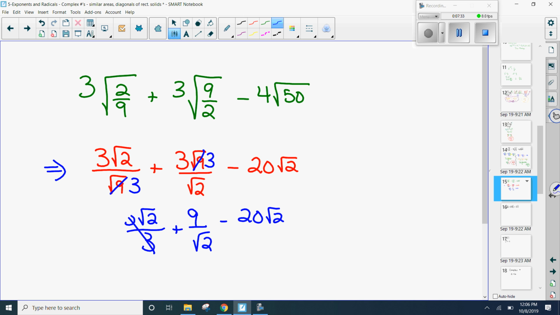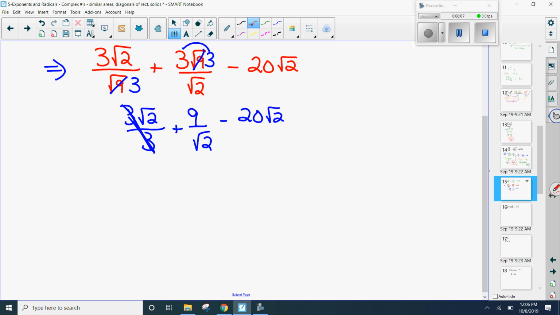So you take this, separate it, make sure you take the square root of 9. Right there? Oh, 3 times 3, okay. So write it into your separate fractions and then go ahead. The square root of 9 is the same thing as 3. So then you get 3 radical 2 over 3, but the 3's cancel. So the first term's just radical 2. The second one is just 9 over radical 2, and then you get minus 20 radical 2.